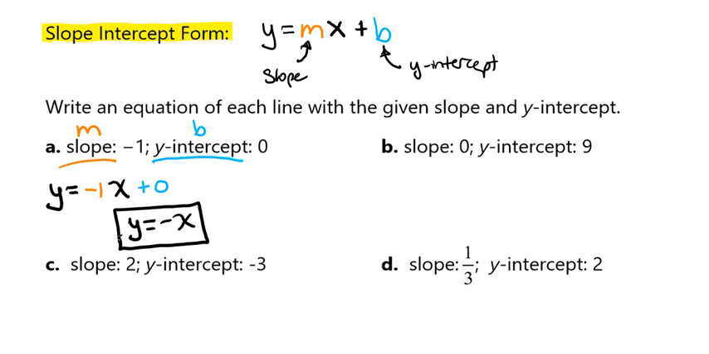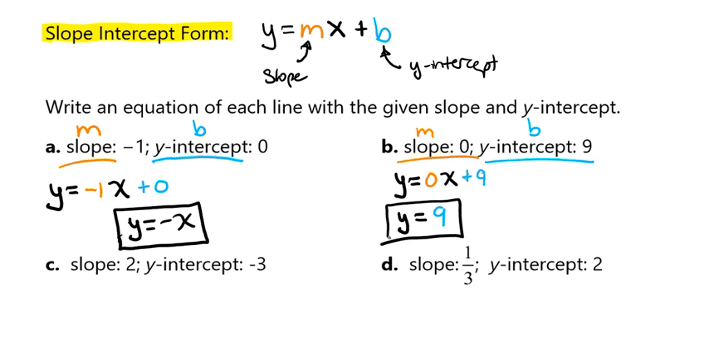So here, this would end up being our solution. Let's try letter B. Here we have a slope of 0, so our m is 0, and our y-intercept is 9. That's our b. So let's plug that in. y equals 0 times x plus 9. Well, what's 0 times x? That's right, it's 0. So we'll have y equals, and we'll leave the 0 off because we don't write that down, and we just have our positive 9. So y equals 9, and that's going to be our solution.